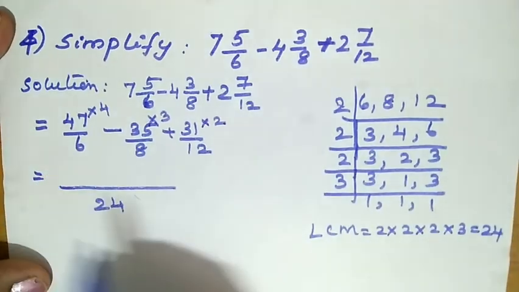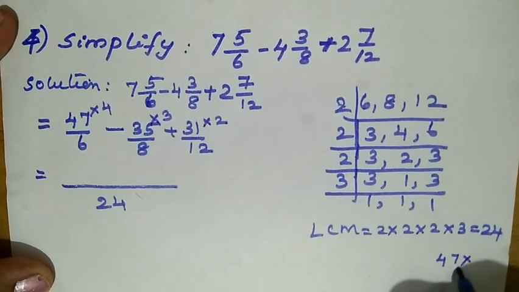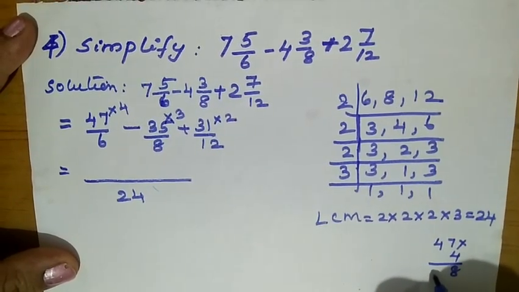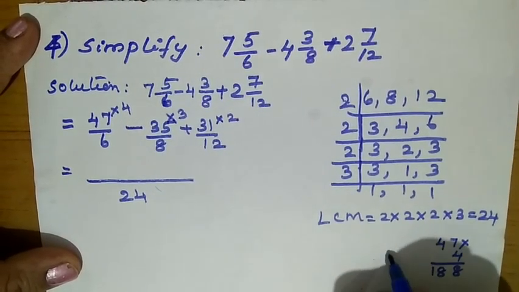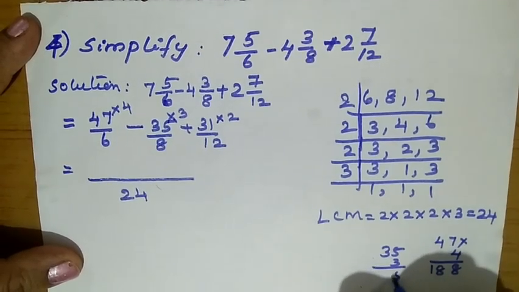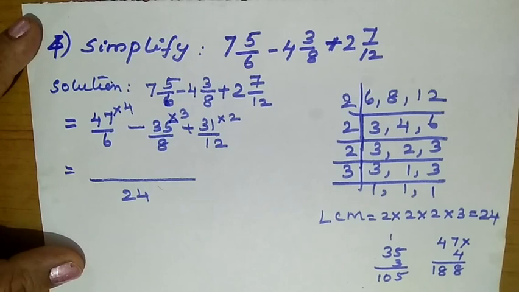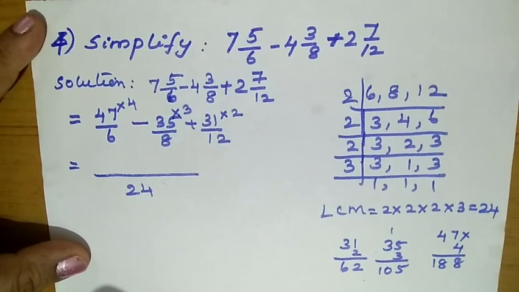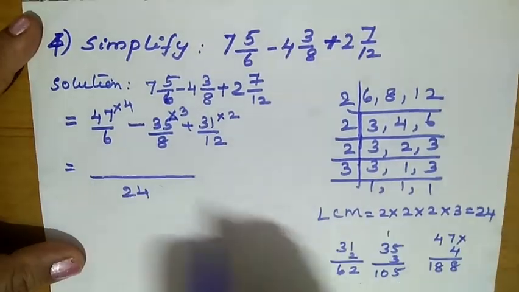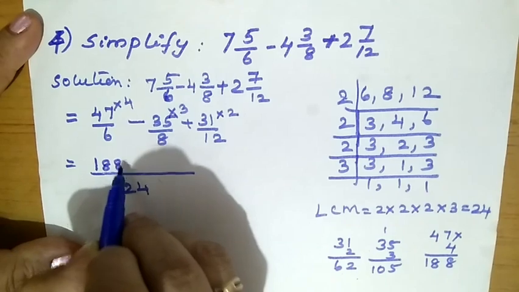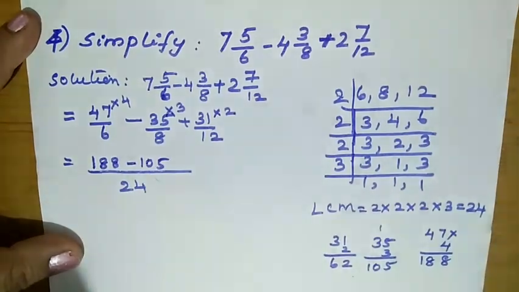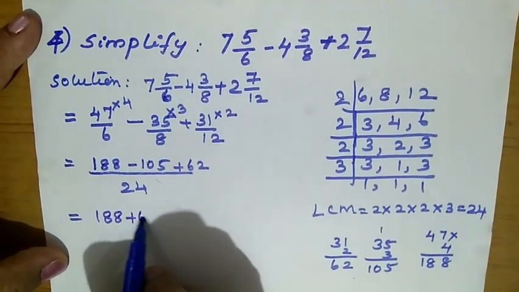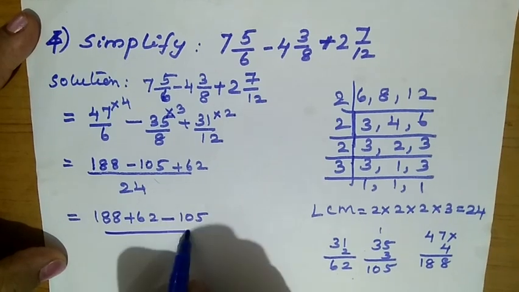Right? Now 47 into 4. 7 4s are 28, balance 2. 4 4s are 16 plus 2, 188. Next 35 into 3. 5 3s are 15, balance 1. So 105. Now 31 into 2, easy one only for you, so it is 62. Now we'll substitute the values whatever we got: 188 minus 105 plus 62. So we should add 188 plus 62 first, then 105 to be subtracted.